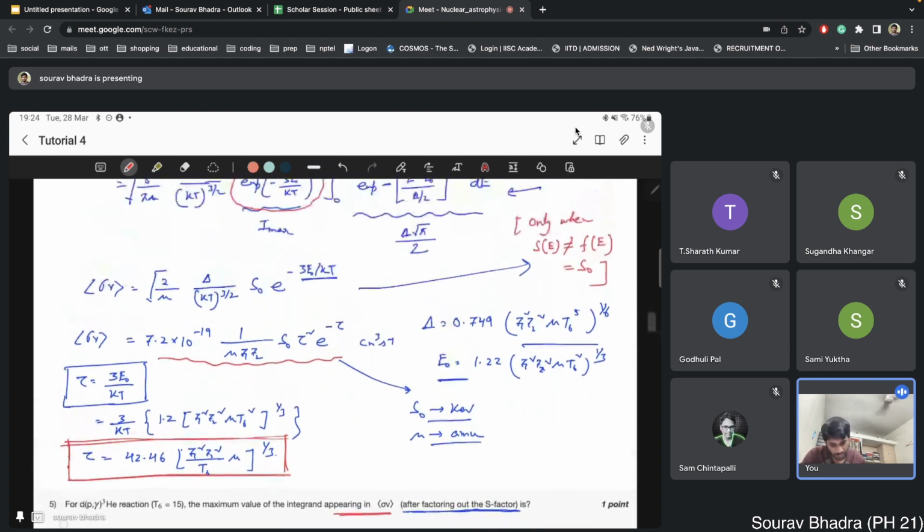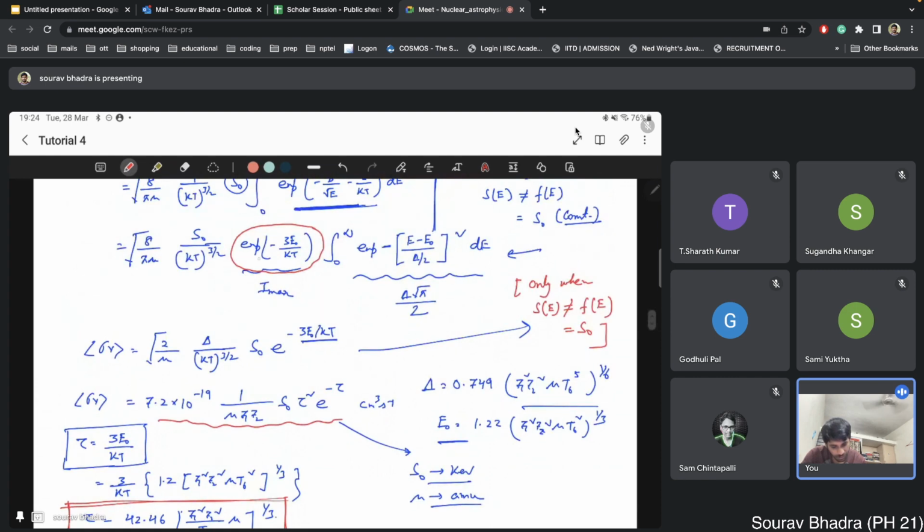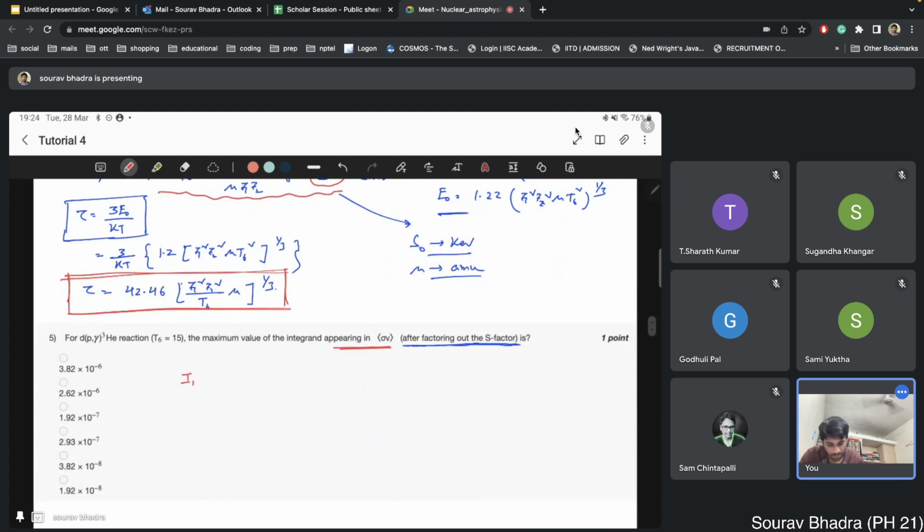So I max is actually exponential minus 3E0 by kT, that means exponential minus tau. This is the I max. Now we will calculate I max. That is my bad, I have not written the question carefully. It is the maximum value of the integrand, exponential minus tau, and tau we have written here, just that thing, minus 42.46.